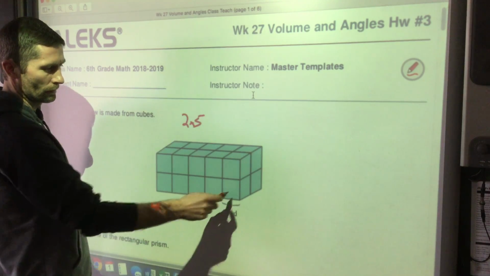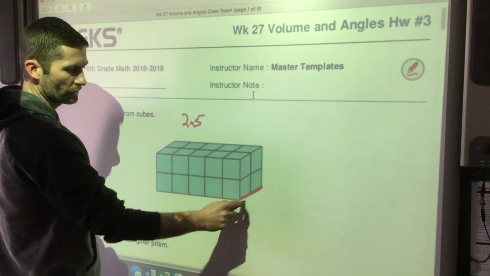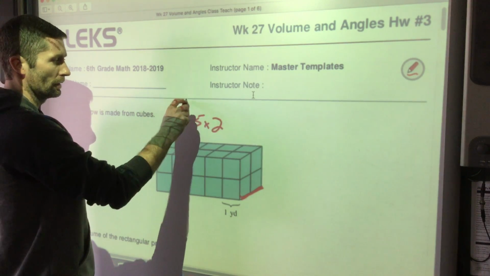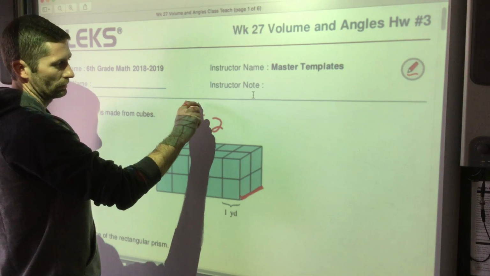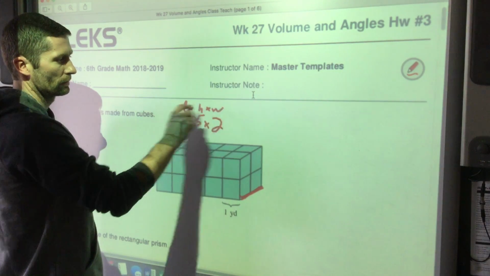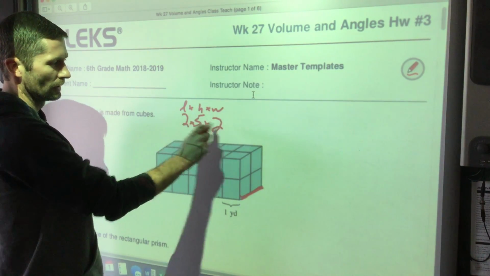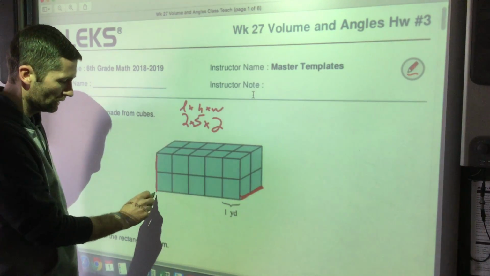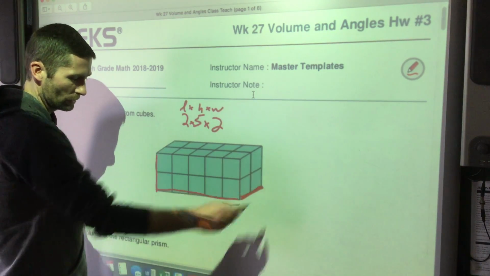And we can see we have 2 rows of 10. So 2 times 5 times 2. That's length times the height times the width. Doesn't matter the order. Length times width times height. Any of those numbers, any order. We're taking the 3 dimensions because it's a 3-dimensional object.